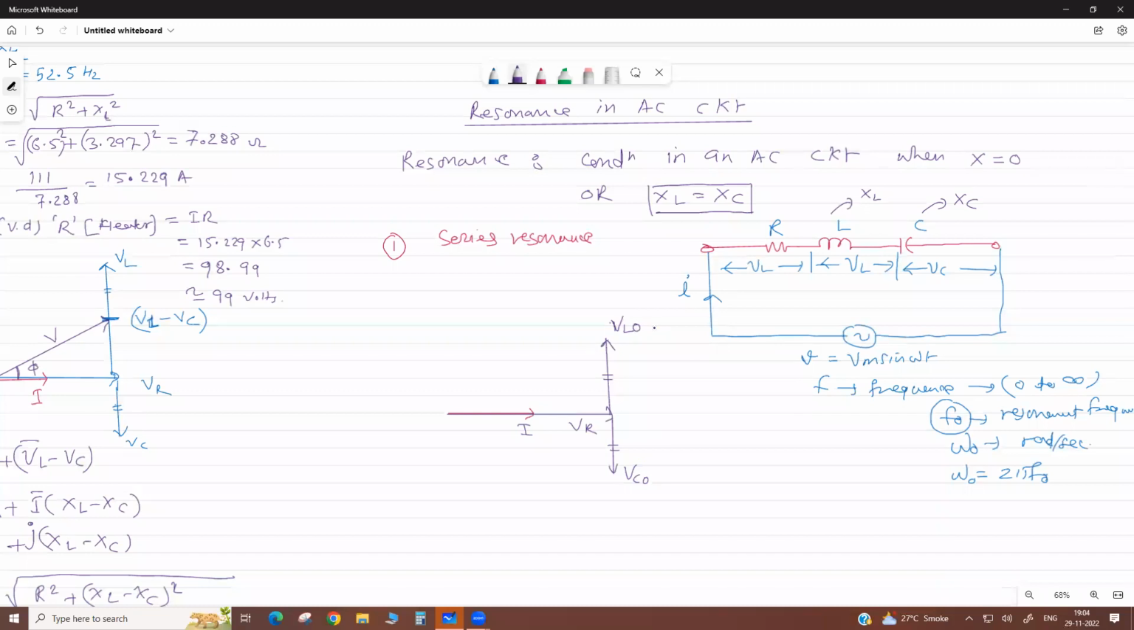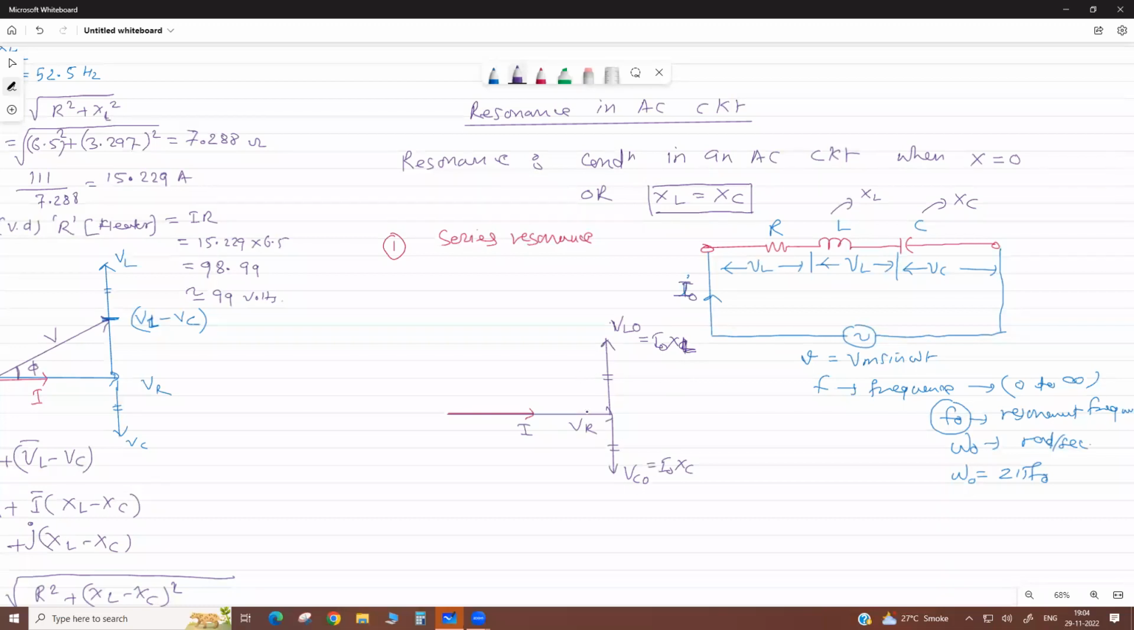The current through the circuit under resonance condition is also denoted by I naught. Current flowing through the circuit under resonance condition is I naught. Then it is I naught XL, and this is I naught XC. So these are equal.